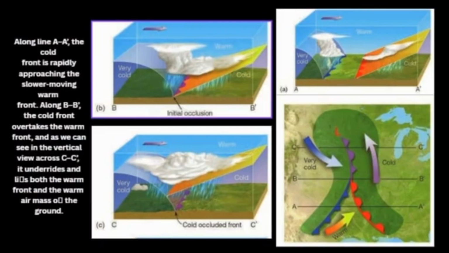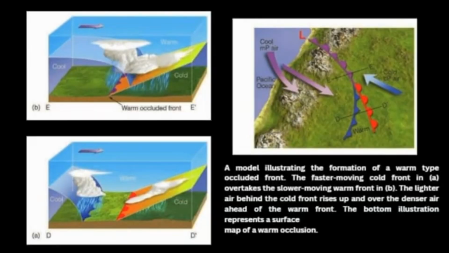So the most active weather usually occurs where the cold front is just overtaking the warm front at the point of occlusion, where the greatest contrast in temperature occurs. So this classic model of a developing warm-type occluded front, as you can see, notice that the continental polar air over eastern Washington and Oregon is much colder than the milder maritime polar air moving inland from the Pacific Ocean.